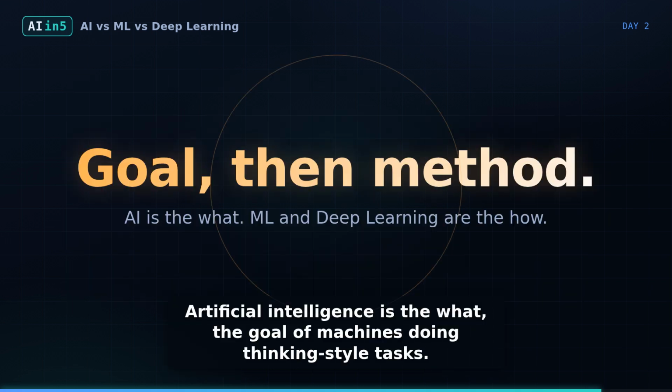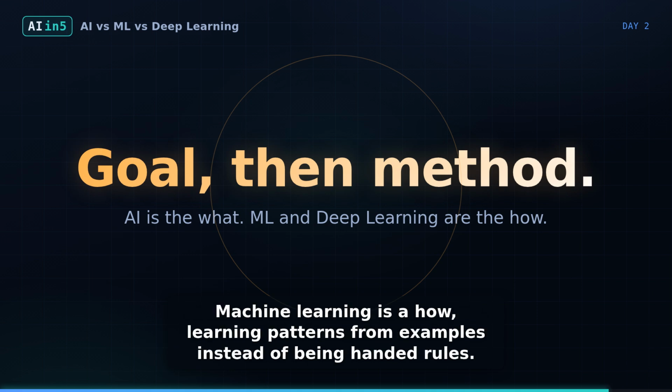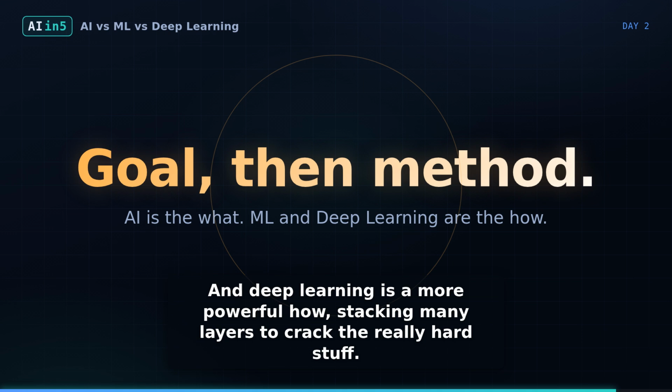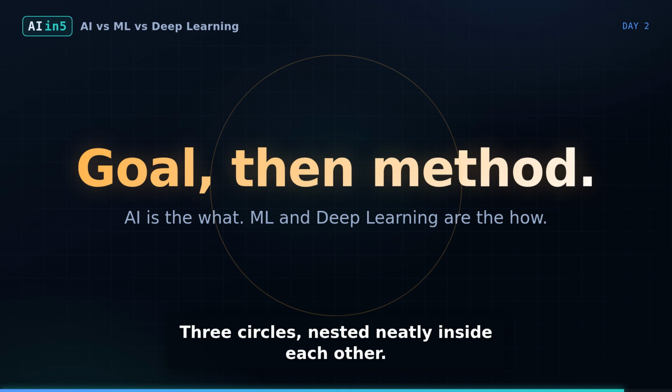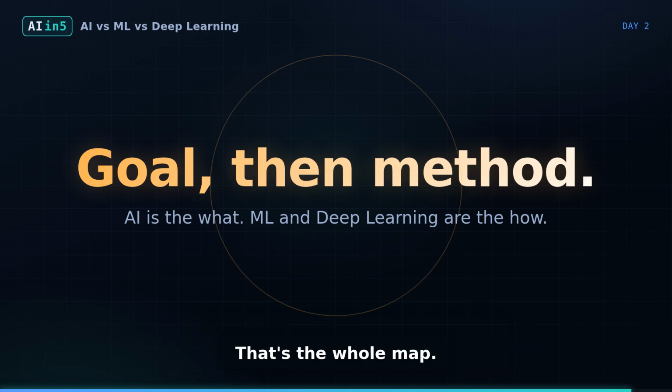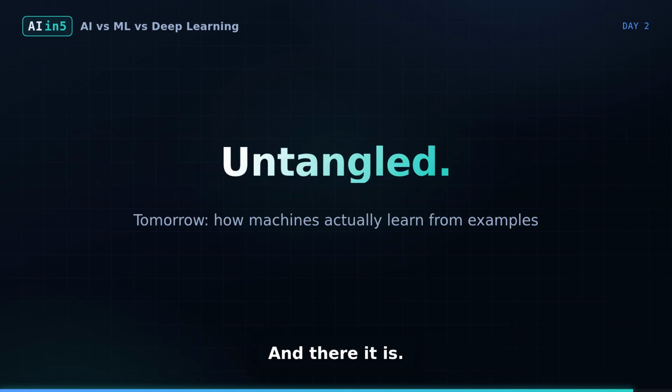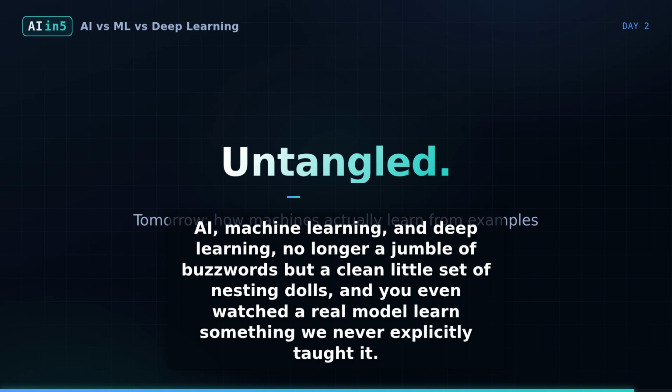Artificial intelligence is the what, the goal of machines doing thinking-style tasks. Machine learning is a how, learning patterns from examples instead of being handed rules. And deep learning is a more powerful how, stacking many layers to crack the really hard stuff. Three circles, nested neatly inside each other. Goal on the outside, methods within. That's the whole map. And there it is. AI, machine learning, and deep learning. No longer a jumble of buzzwords, but a clean little set of nesting dolls.